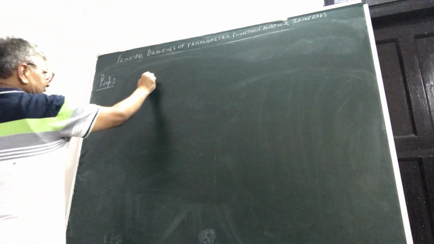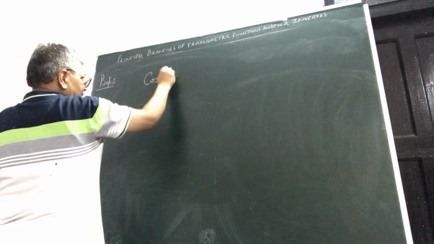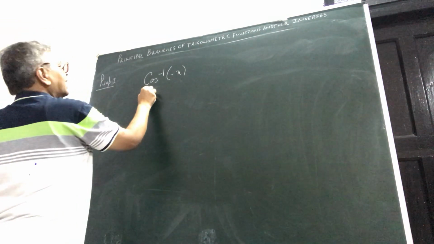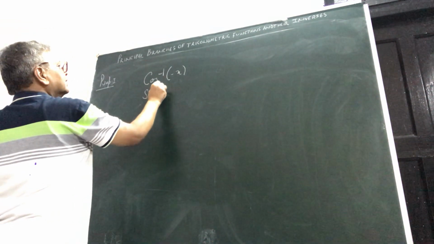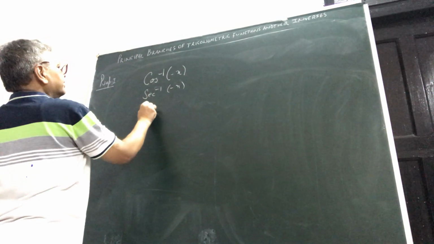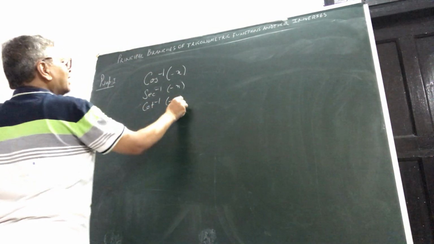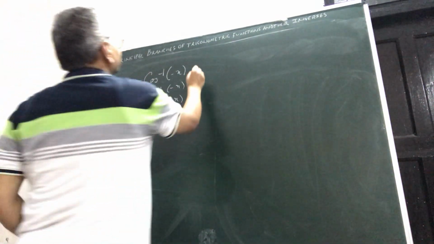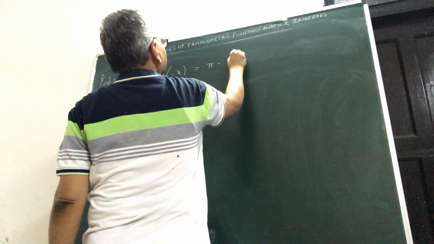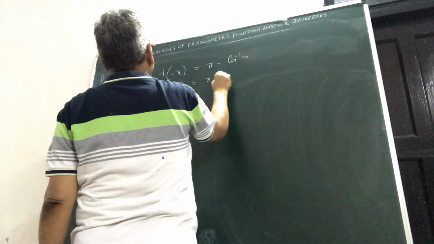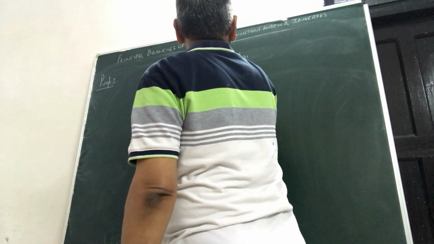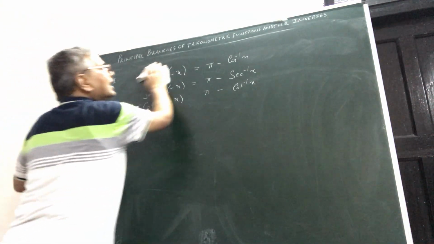And that is why, please see, I am taking cos inverse minus x. See, here what are the properties? Cos inverse minus x, sec inverse minus x and cot inverse minus x. Wherever you have their principal branches in 0 to pi, then what you get? Pi minus cos inverse x, pi minus sec inverse x, and pi minus cot inverse x. We will take the proof of two of them and see these are interesting.